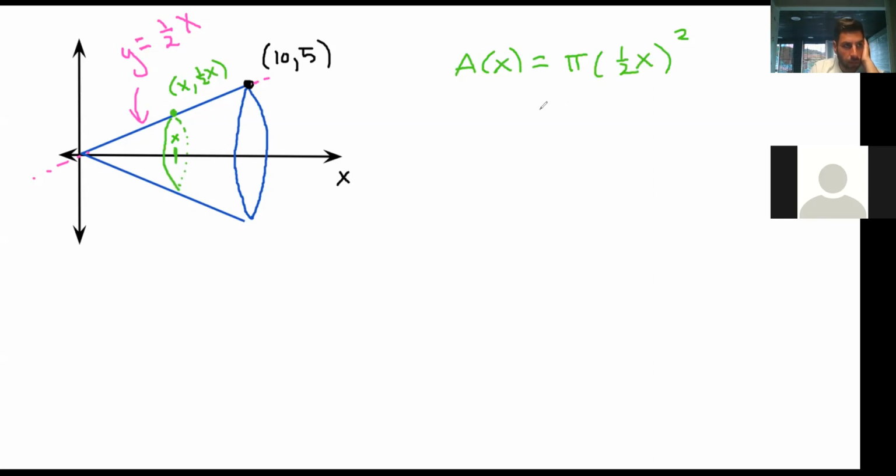And so we now have a perfectly good formula for the area of the cross section. Does anybody have a question or a comment?